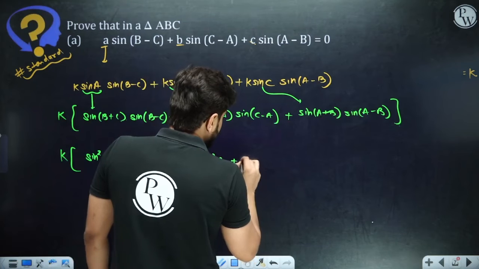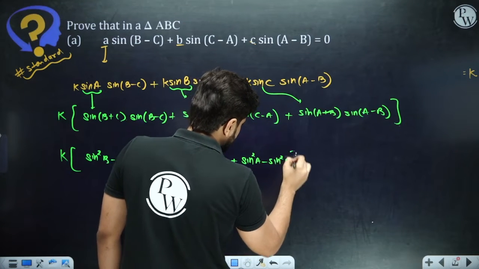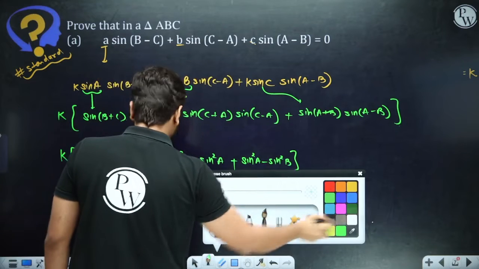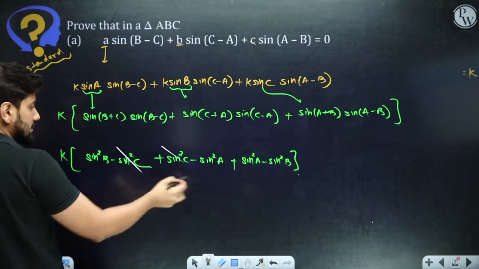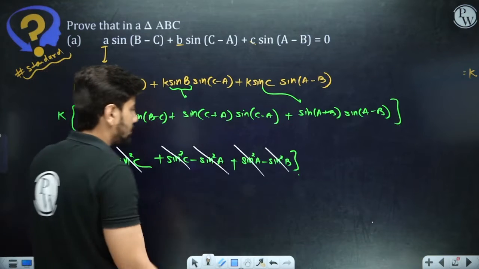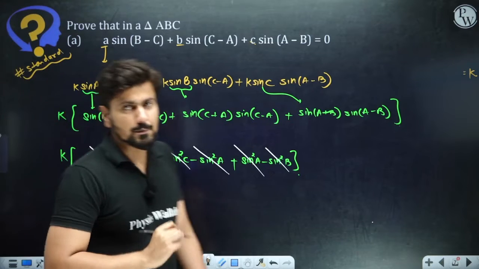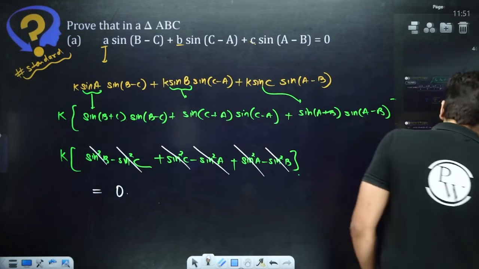And sine of A plus B into sine of A minus B will be sine square A minus sine square B. Now as you can see, things are going to get cancelled out. Minus sine square C plus sine square C, sine square B minus sine square B, minus sine square A plus sine square A. Everything gets cancelled out. It becomes 0. 0 into k will be 0. So that's our final answer for this question.